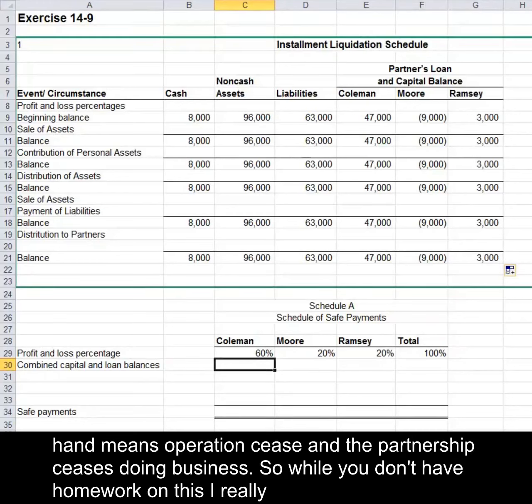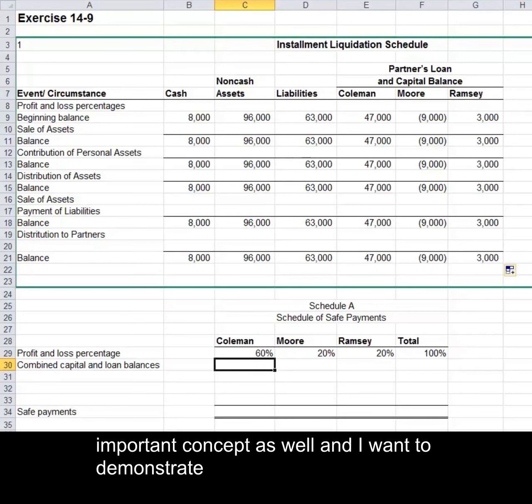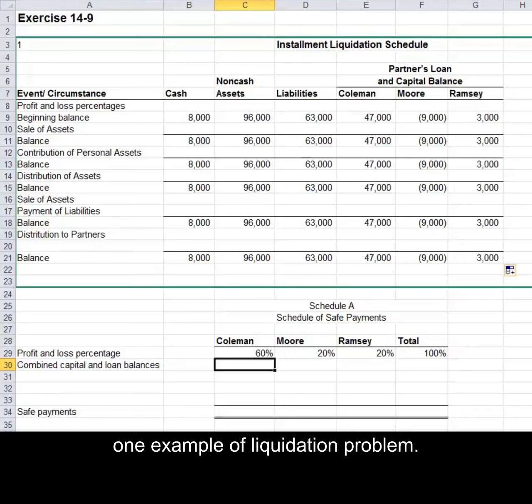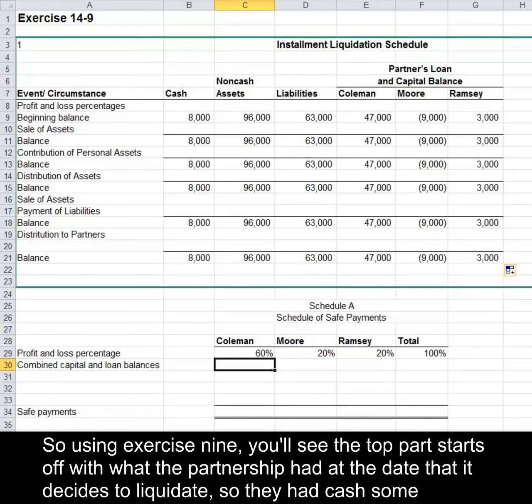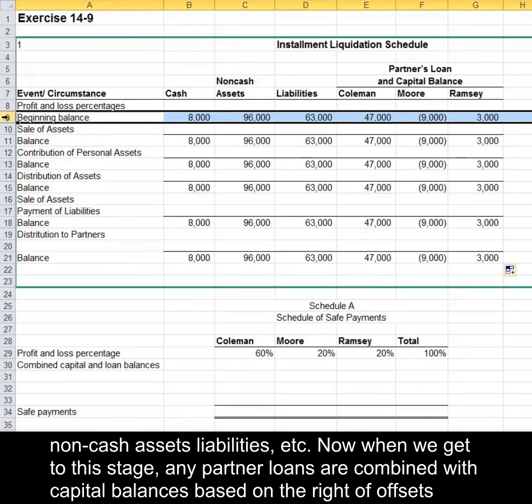So while you don't have homework on this, I really would encourage you to work on the threads on the concept of liquidation because it's an important concept as well. And I want to demonstrate one example of a liquidation problem. So using exercise 9, you'll see the top part starts off with what the partnership had at the date that it decides to liquidate. So they had cash, some non-cash assets, liabilities, etc.